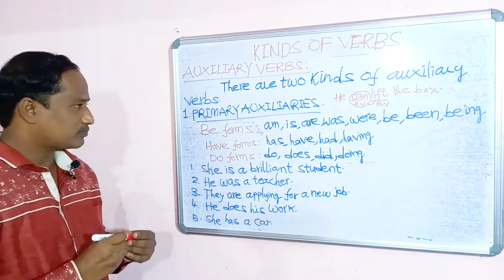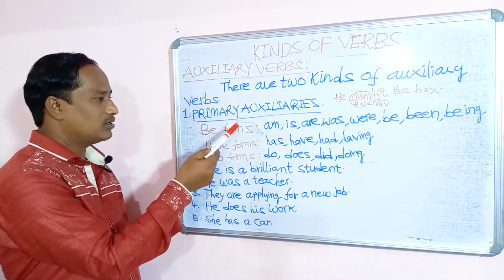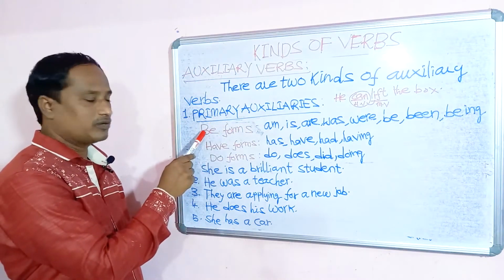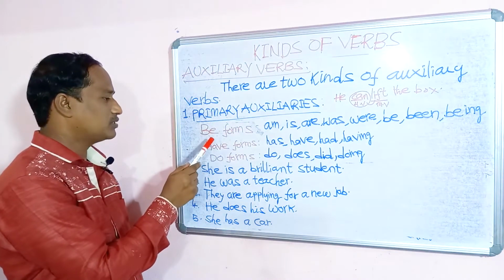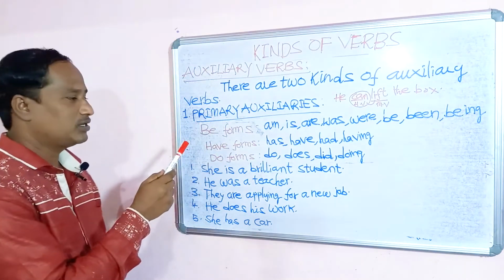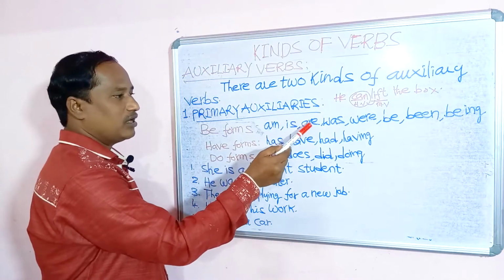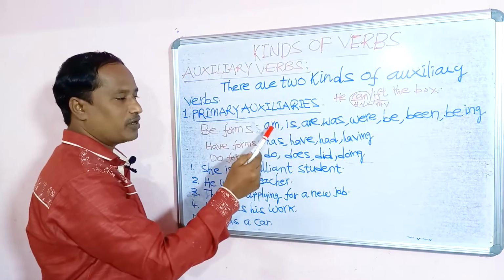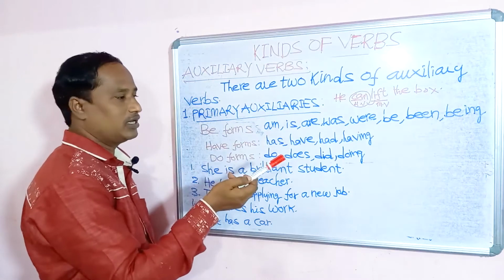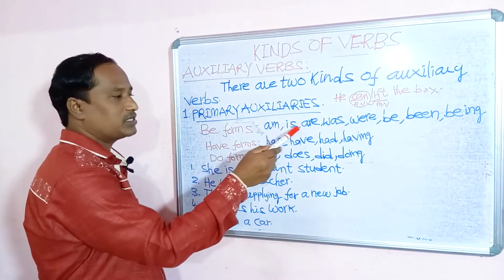Then again, these primary auxiliaries are divided into 3 forms: be forms, have forms and do forms. So what are be forms? Here am, is, are. These are the be forms that we generally use in present tense. So they are present tense be forms.